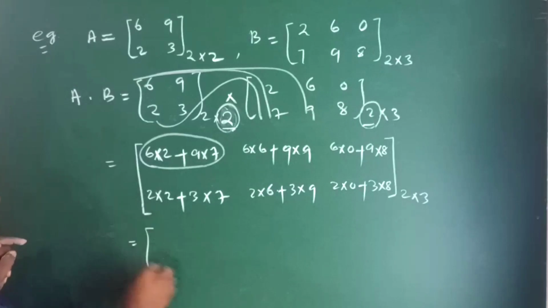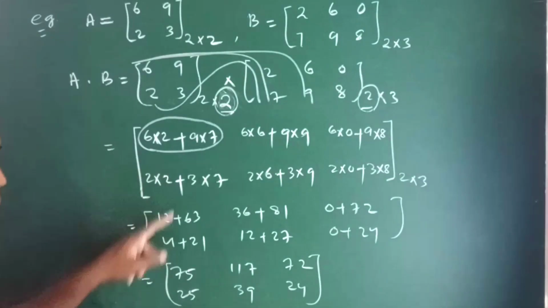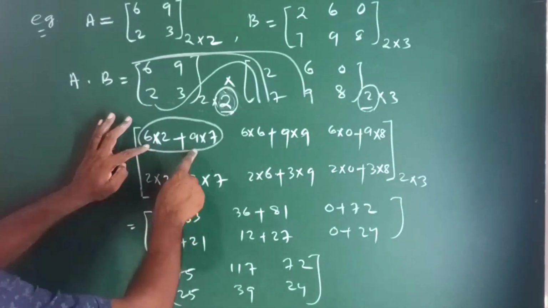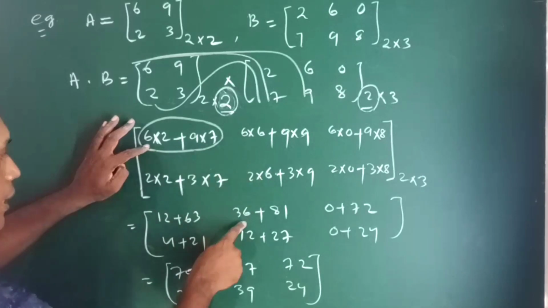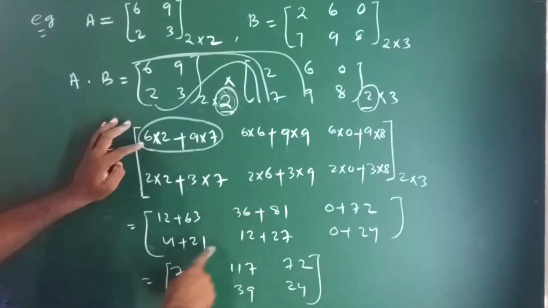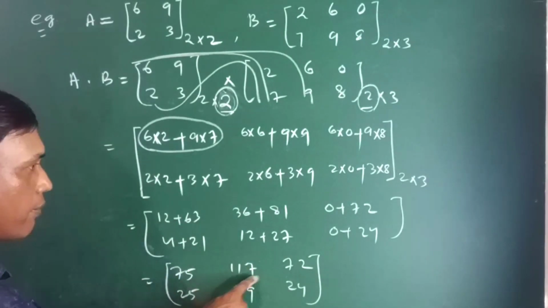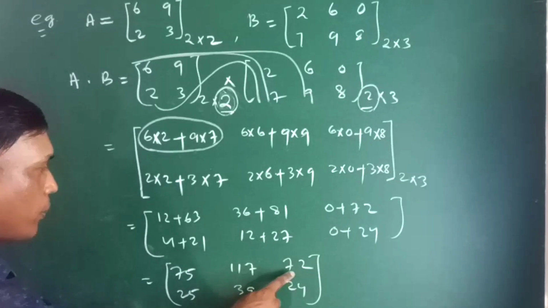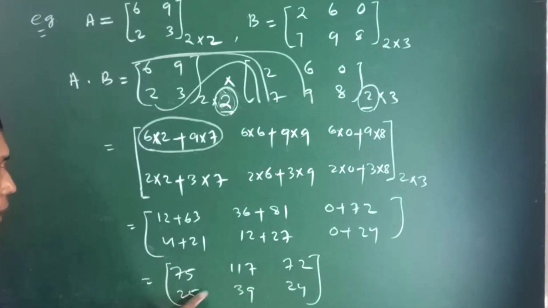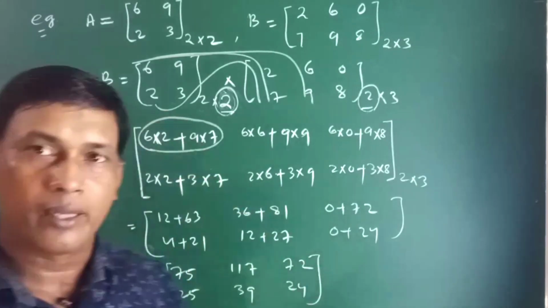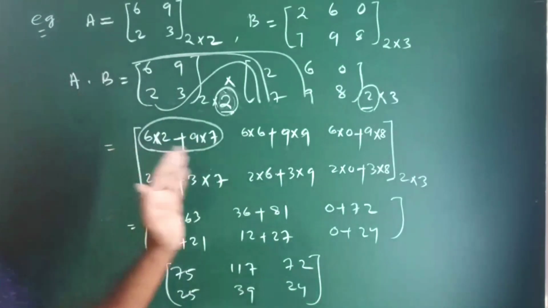So solving this, 6 2 is 12, 9 7 is 63, 6 6 is 36, 9 9 is 81, and you will get the matrix 12 plus 63 is 75, and this is 117. 72 plus 0 is 72, 21 plus 4 is 25, and this is the product matrix. So this is the way to multiply one matrix with another.